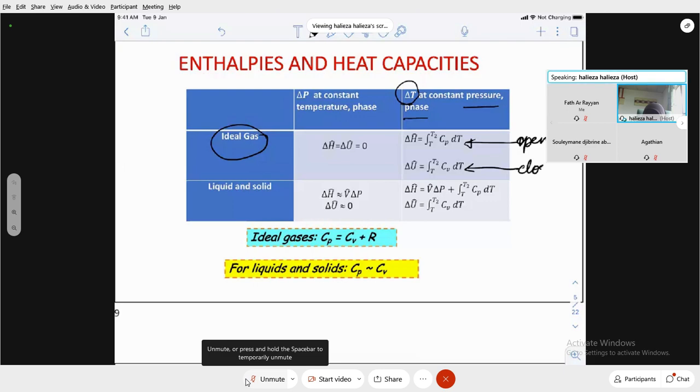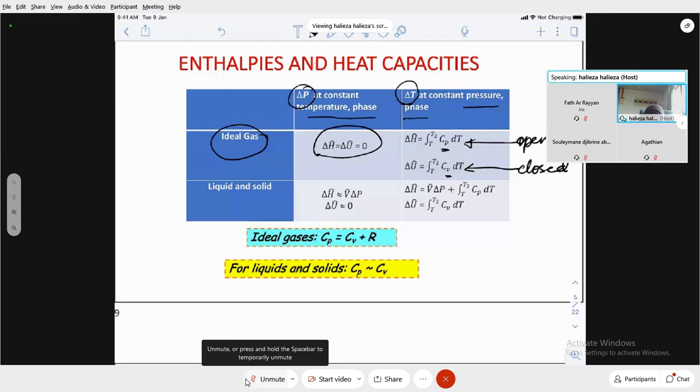If you're looking at a closed system, you will be looking at delta internal energy, the change in internal energy. The difference between the two is that this is at constant pressure, this is constant volume. So if you're looking at a closed system, you'll be integrating the heat capacity at constant volume. If you're looking at an open system, you'll be integrating the heat capacity at constant pressure. That is when you're looking at gases. And when there is a change in pressure, but temperature and phase are constant, both the values of the enthalpy and the internal energy change are equal to 0. You need to know this. This is for you to refer to.